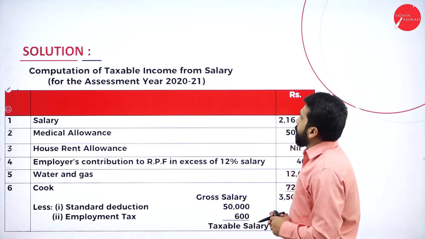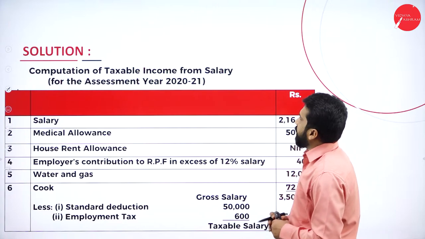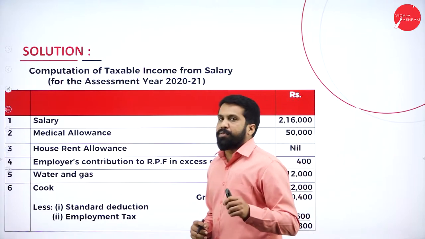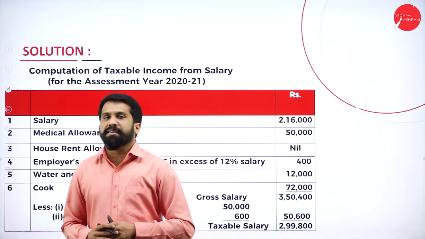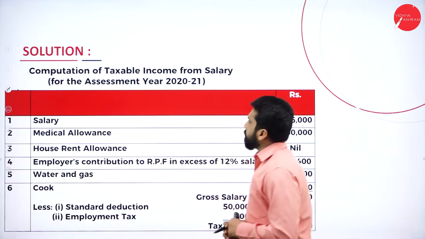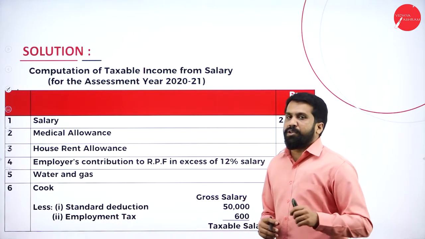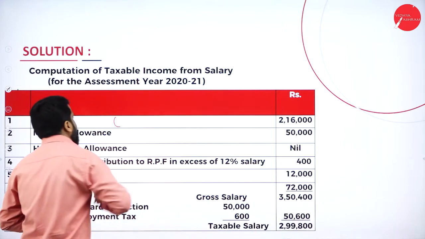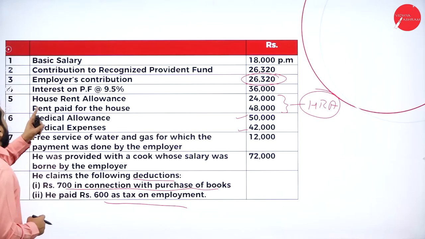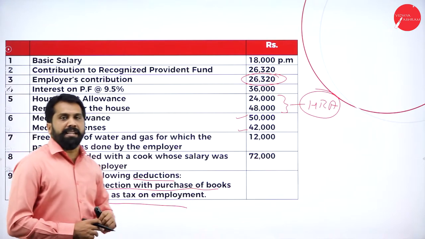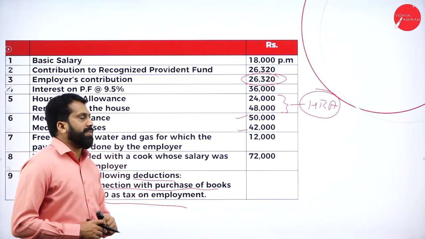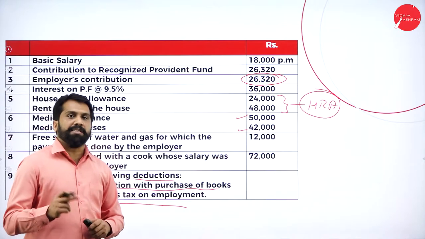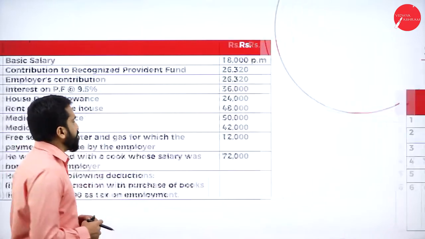Next, computation of taxable income from salary for the assessment year 2020 and 2021. First one is your salary. Under this salary, what is your salary as per the calculation? As per calculation, basic salary is 18,000 per month. So, how much? 18,000 into 12 will be your salary.